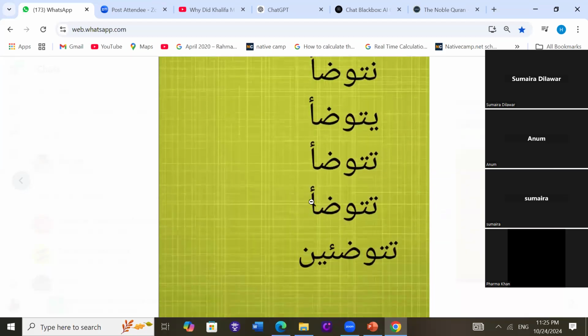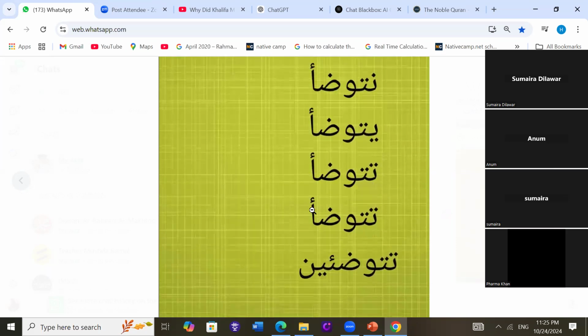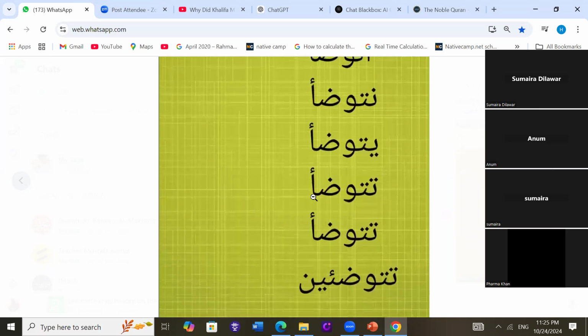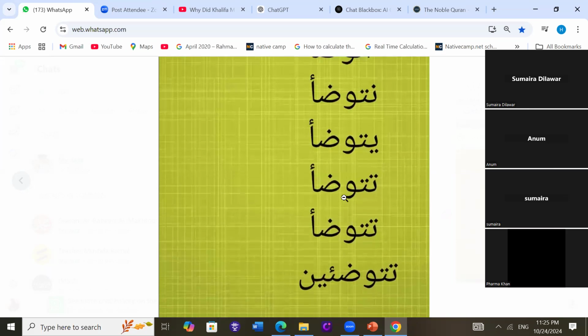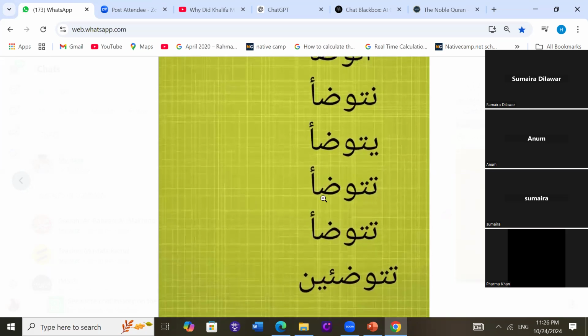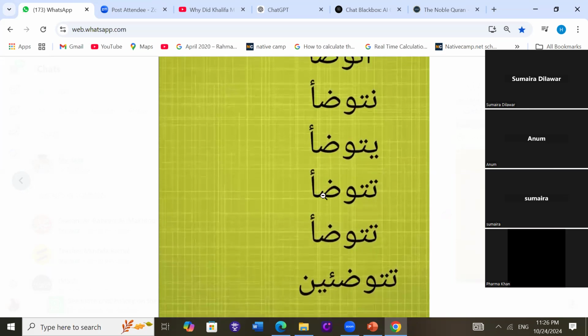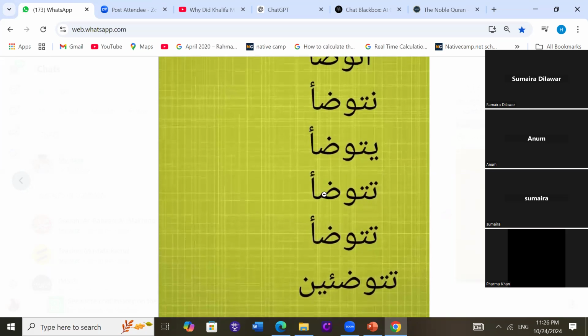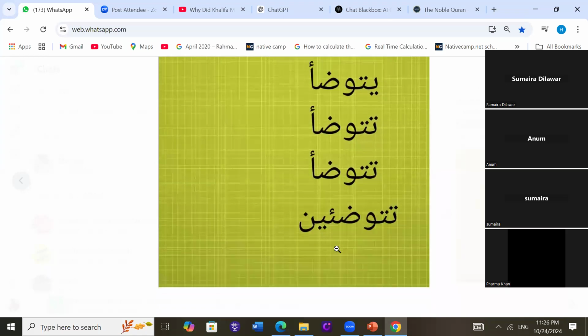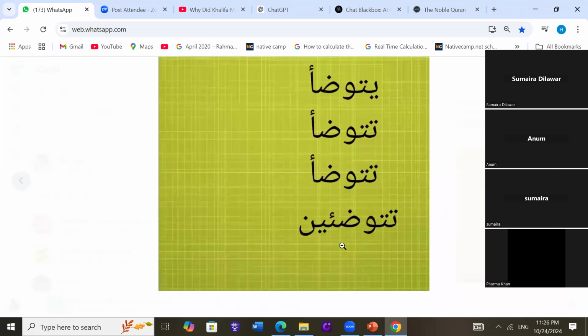I mentioned both of them in arrangement, so you won't be confused when you see them, because one tatawadda'u means you, male, and the other tatawadda'u means she, female. Both are the same. And tatawadda'ina is you, female.